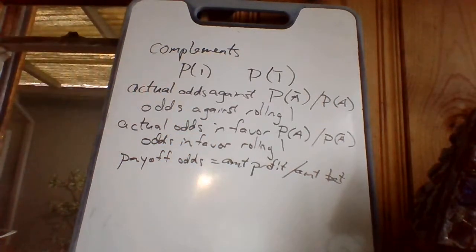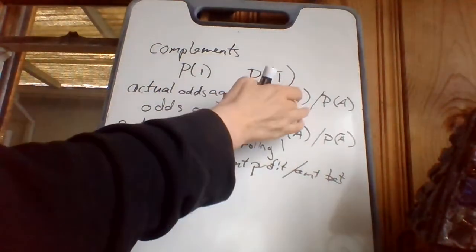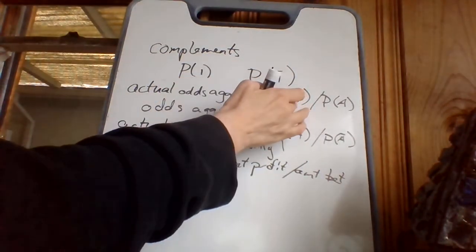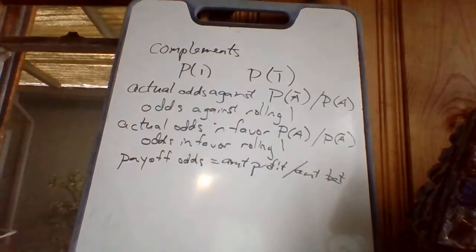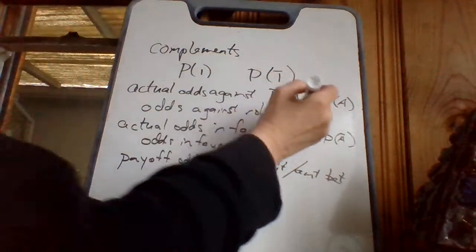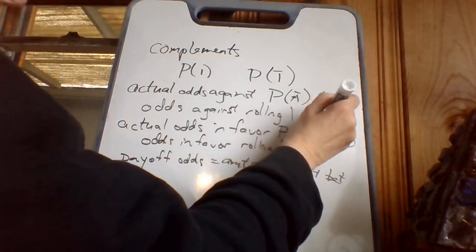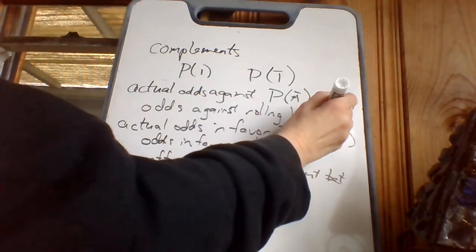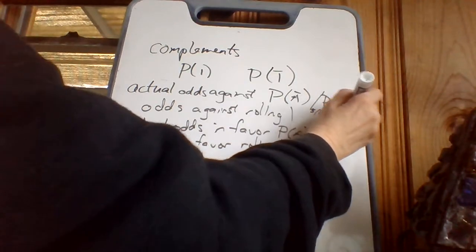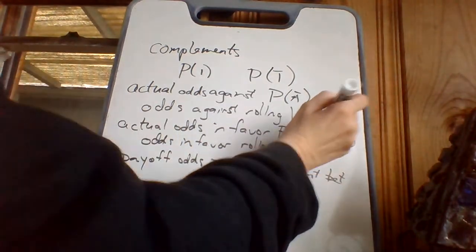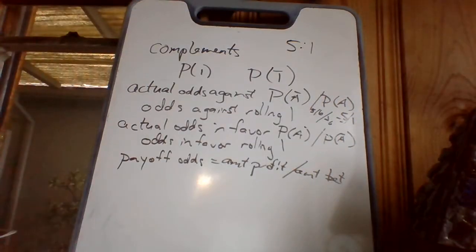Okay, actual odds against. So if this is the probability of not A, that means the probability of not rolling a 1. Okay, so the probability of not rolling a 1, well, that's 5/6 over the probability of rolling a 1. So if I reduce it down, it's 5 over 1, or they like to write it 5 to 1, so it looks like odds. Because it's 5/6 over 1/6. All right, that's just the odds of doing that.